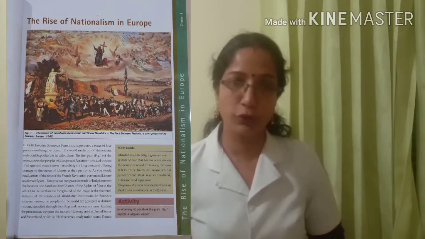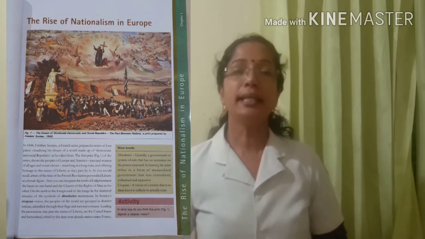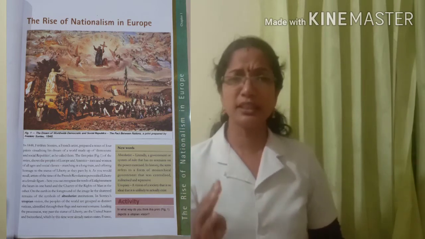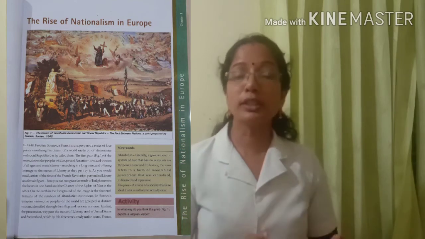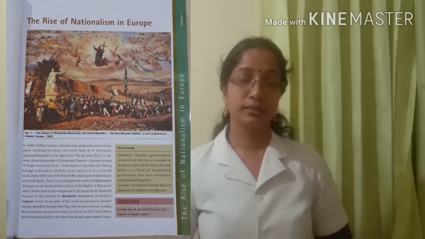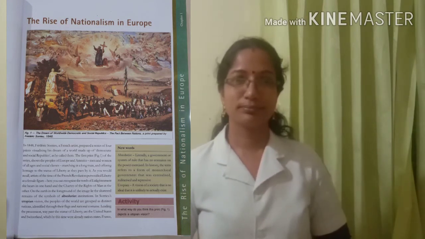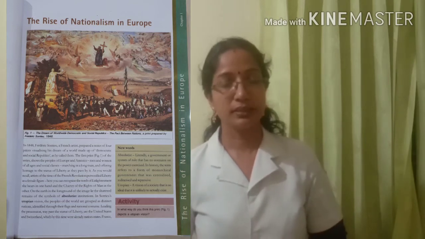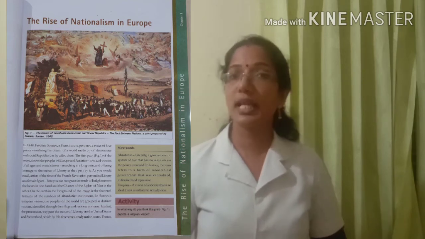Dear children, on the first page of this chapter in your textbook, you can see a picture. It was drawn by Frederick Sorrieu, a French artist. In 1848, he drew a series of 4 pictures visualizing his dream of a world made up of democratic and social republics. Who was Frederick Sorrieu? A French artist who, in 1848, had a dream of a social and republican government.